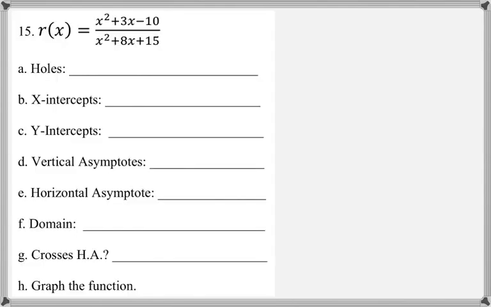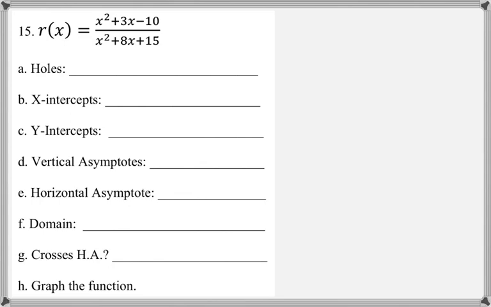Okay, so these questions are like the main event, if you will, of this section. These are combining everything that we've done. And again, this is getting you ready for calculus because not only will calculus ask you these ones, but they will ask you other things as well, other analysis about the graph. So these are all the non-calculus things.